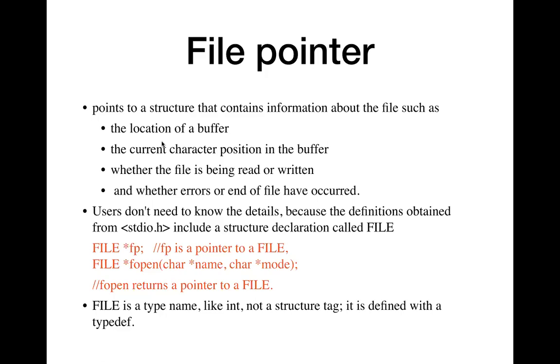We need not worry about the details because the definitions are obtained from stdio.h, which includes a structure declaration called FILE. We are not worried about what information it has. We have a structure declaration called FILE which we are going to use. These are the steps I will have to do. The first step is to create a file pointer. FILE is the structure, and fp is a file pointer. It's a user defined pointer.